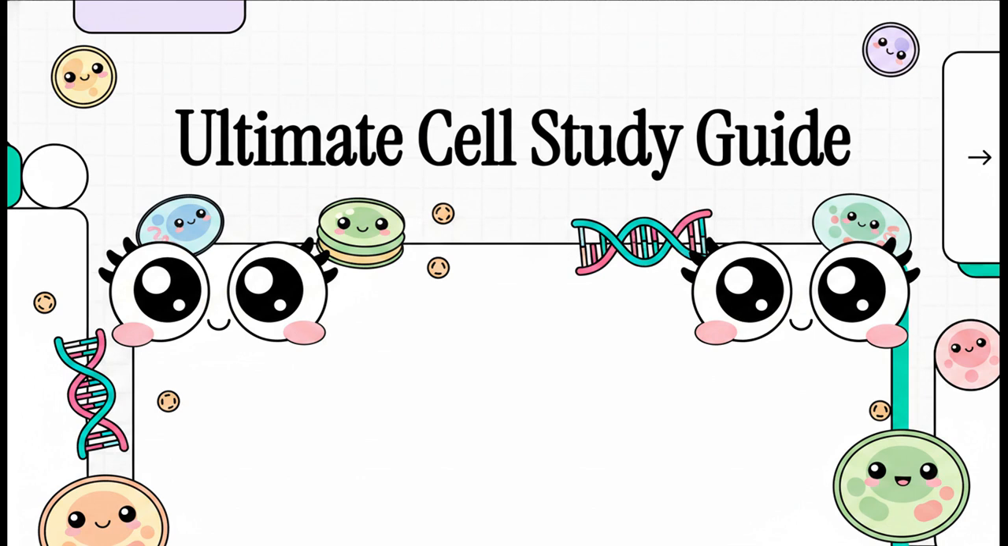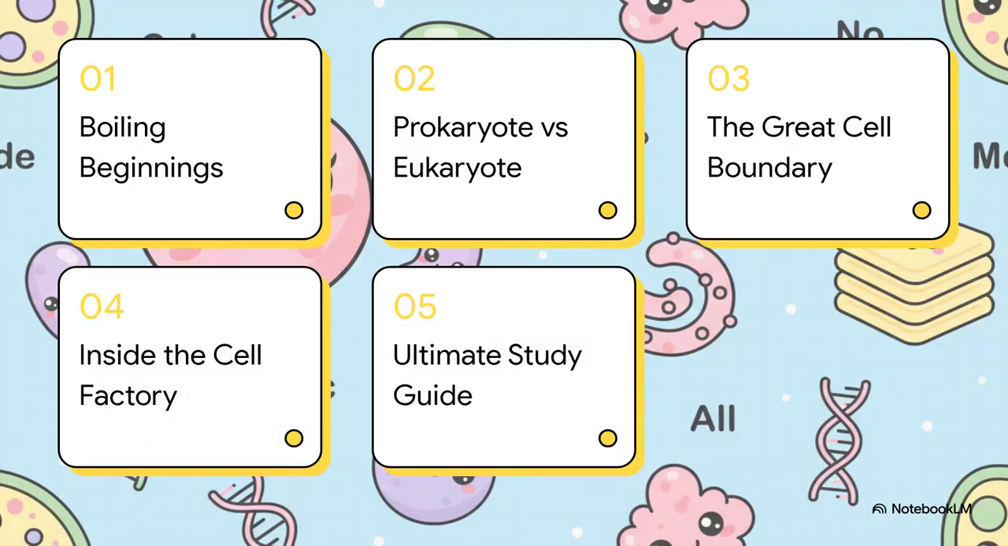Let's get into it. Here is our roadmap for today's session. First, life's boiling beginnings. Then, prokaryotic vs eukaryotic cells, followed by the great cell boundary. Next up, inside the cell factory. And finally, we'll wrap up with the ultimate cell study guide.